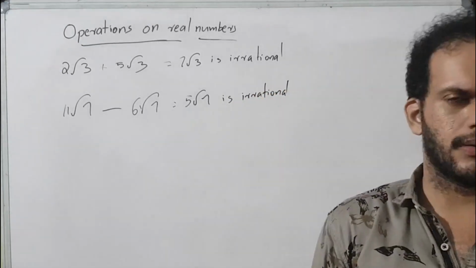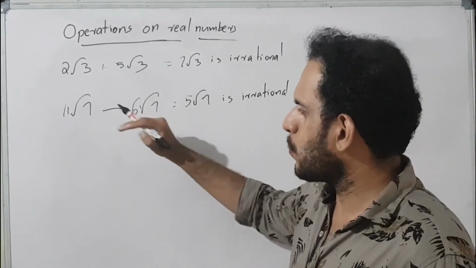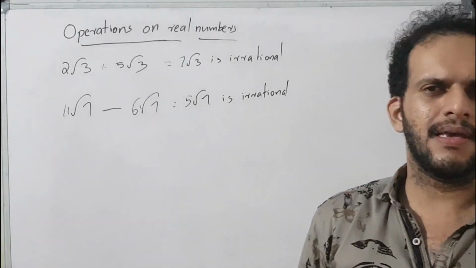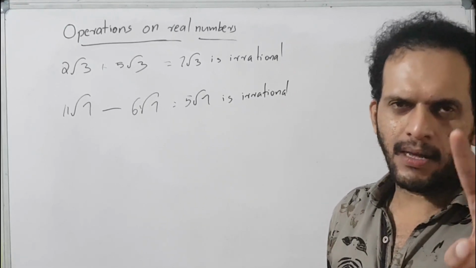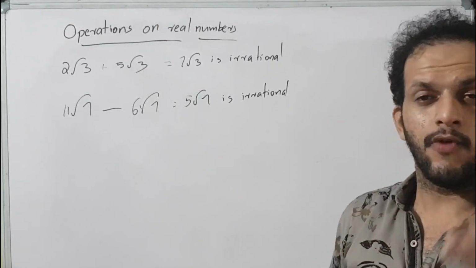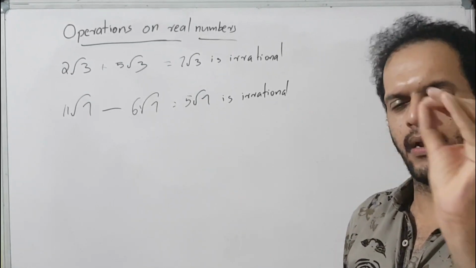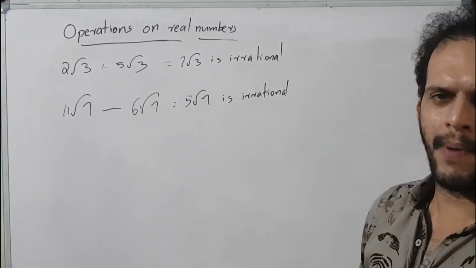Correct? That means if we subtract two irrational numbers, the result is irrational. If we add two irrational numbers, the result is irrational. If we subtract two irrationals, the result is irrational. Okay? Then next we multiply the irrationals.